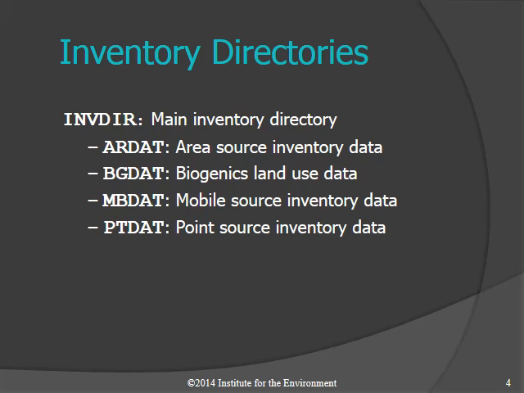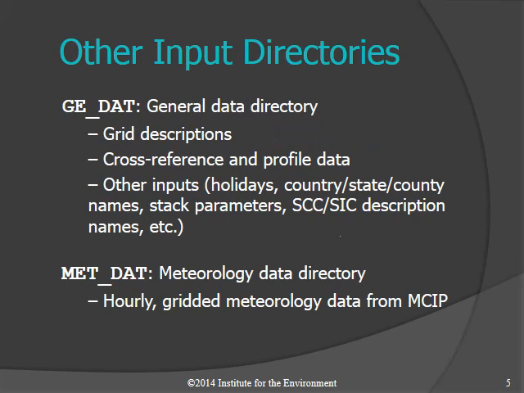Within the INVDIR directory are subdirectories for the area, biogenic, mobile, and point inventories. For example, to list the area source inventories for your Smoke project, you could change directories or list the contents of the ARDAT directory, using the variable ARDAT as the alias to the actual directory path. The GEDAT, or General Data Directory, houses all of the Smoke ancillary data, including the spatial, chemical, and temporal profiles and cross-reference data.